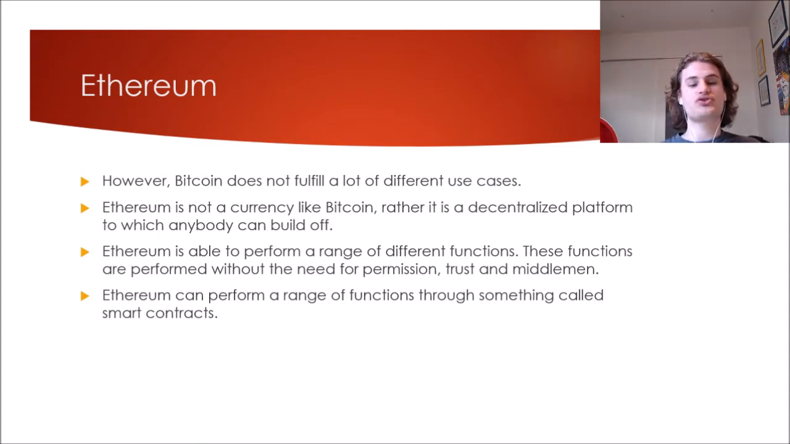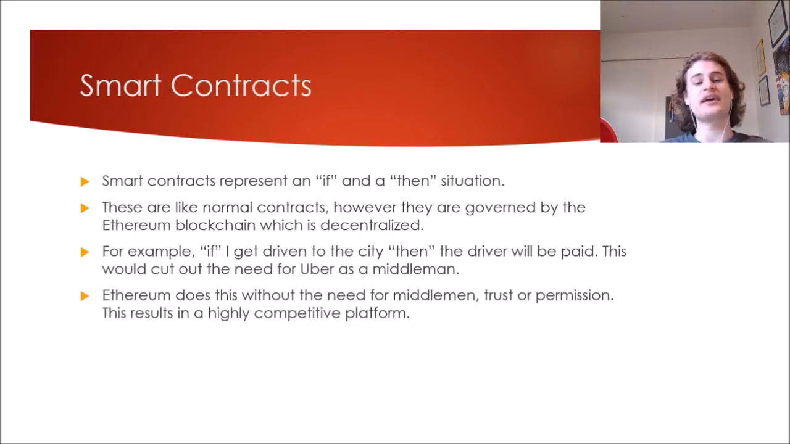Now, Ethereum can perform a range of different functions through something called smart contracts, and we're going to first begin by understanding what smart contracts are, and then look at some of the functions that it can perform. Essentially, smart contracts represent an if and a then situation. This is very similar to normal contracts, whereby if something happens, then something else will be returned. However, different to normal contracts, Ethereum is completely decentralized and it doesn't need a middleman to execute the contract.